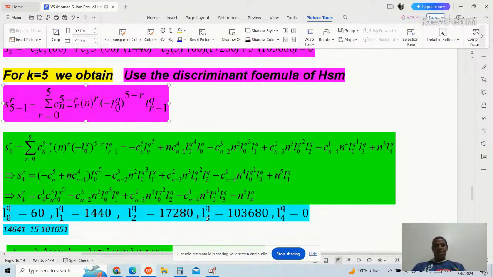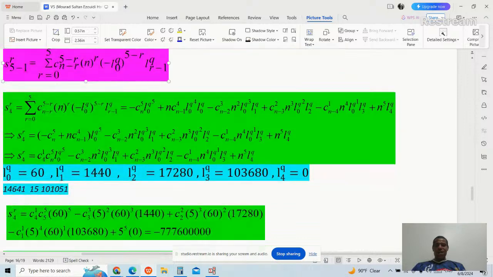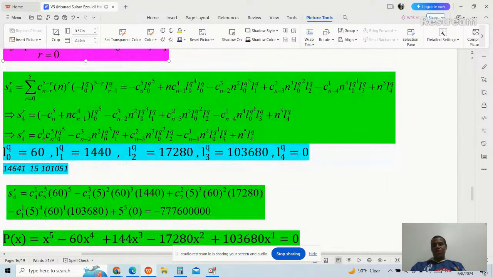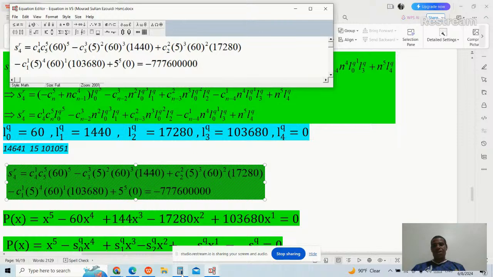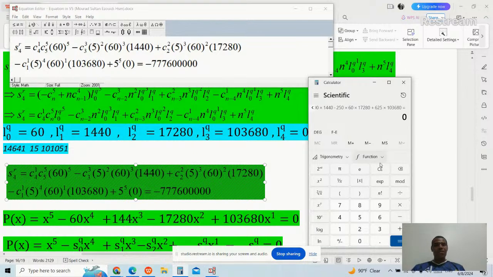Now, learners, I'll just use my own calculation. I developed the expression of S4, which has been derived from the discriminant formula of Mourad Sultan Ezouidi. Now, I'll just calculate the value of this. Okay, let's focus on the value. This is my calculator, learners. I will set at 0. Now 4 times combination 5 choose 5 is 1, means 4 times 60 to the power 5. Okay, 4 times 60, not 0 times 4, sorry. This is 0 times 4. Okay, we told 4, times 60 raised to the power 5.